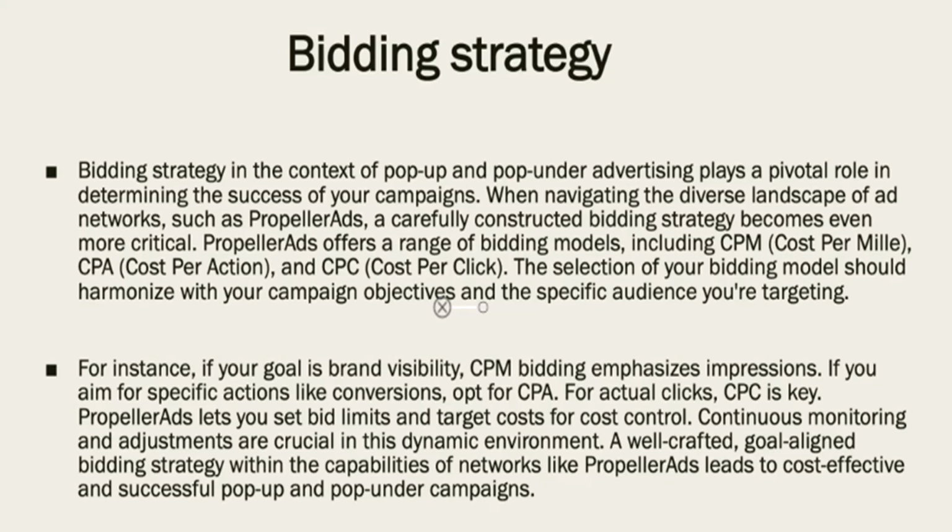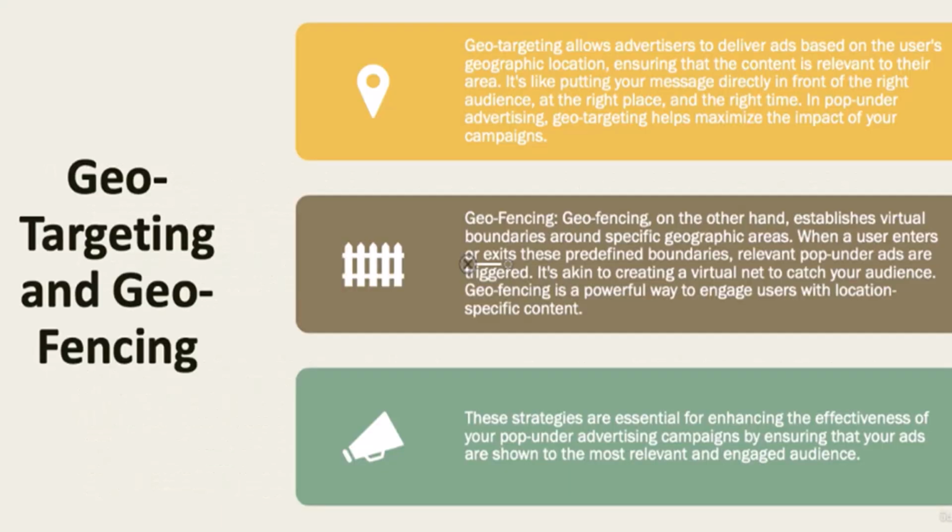Geotargeting and geofencing allow for highly localized campaigns. Geotargeting delivers ads based on geographic location, like country or city. For instance, a Halloween promotion might target users specifically in the US during October. Geofencing takes this a step further, triggering ads when users enter or exit a virtual boundary, such as near a specific store. Imagine a coffee shop sending a discount pop-under to users within a 1-mile radius of their location. This level of precision can significantly boost relevance and conversions.